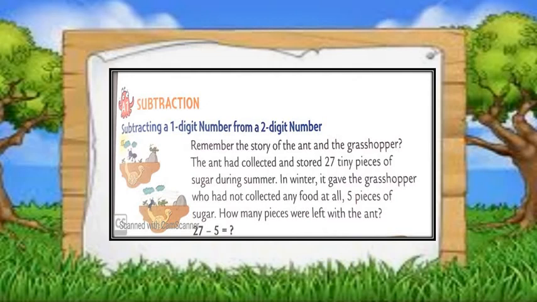The ant had collected and stored 27 tiny pieces of sugar during summer. In winter, it gave the grasshopper, who had not collected any food at all, 5 pieces of sugar. How many pieces were left with the ant?